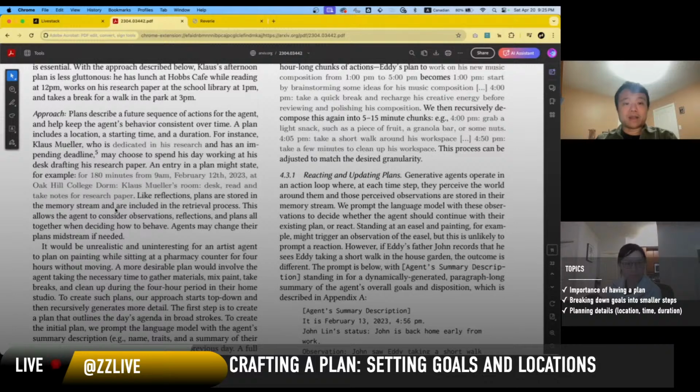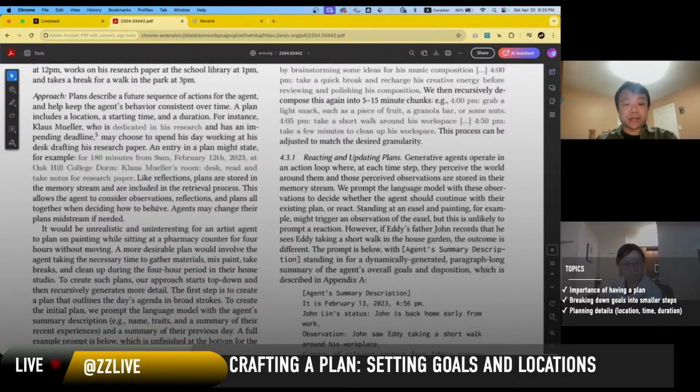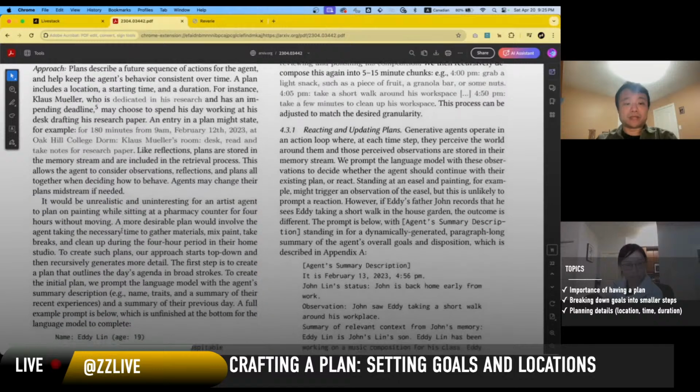Like reflections, plans are stored in the memory stream. So plan is also memory. Reflection is memory, observation is memory, planning is all memory, and they are included in the retrieval process. Interesting. This allows the agent to consider observations, reflections, and plans all together when deciding how to behave. Agents may change their plans midstream if needed.